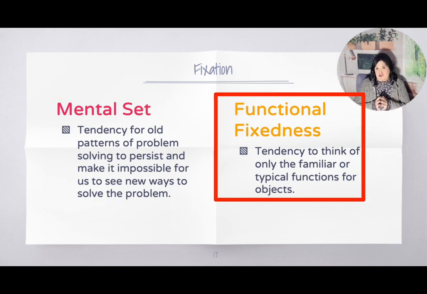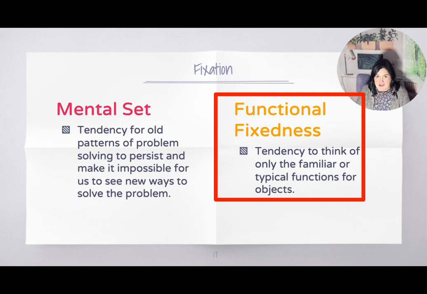Another one is functional fixedness. It's the tendency to think of only familiar functions for objects, okay? So for instance, can you name the many different ways you could use a table fork? How about Ariel in The Little Mermaid, who uses the fork to comb her hair? She does not suffer from functional fixedness, right? She's creative. She finds a creative use for the fork to get the knots out of her hair.